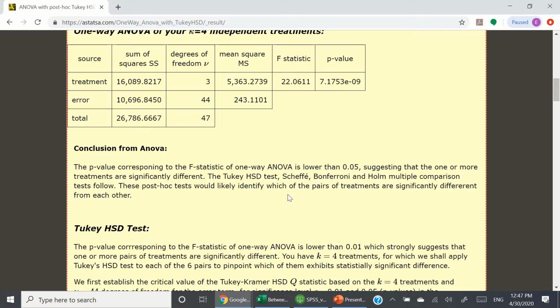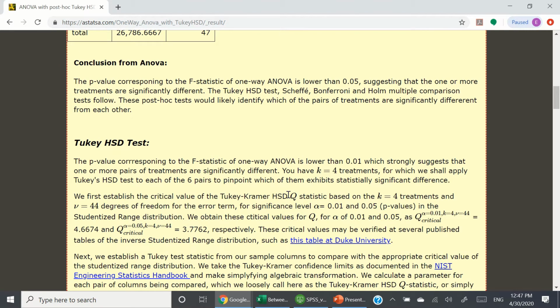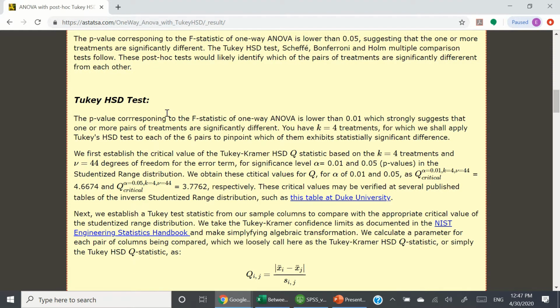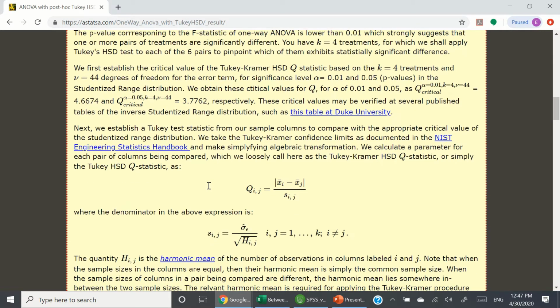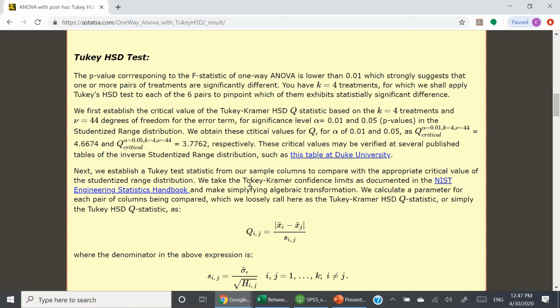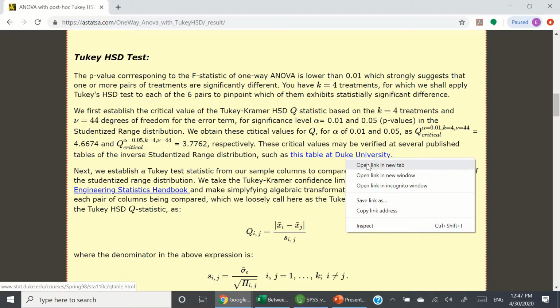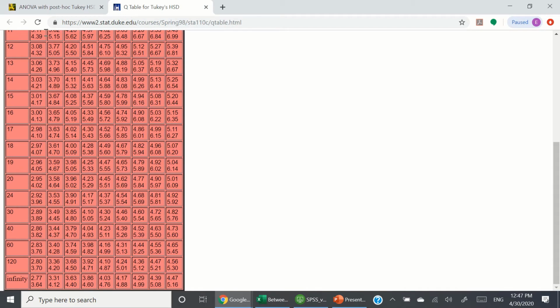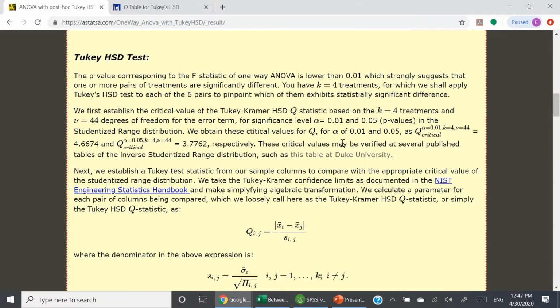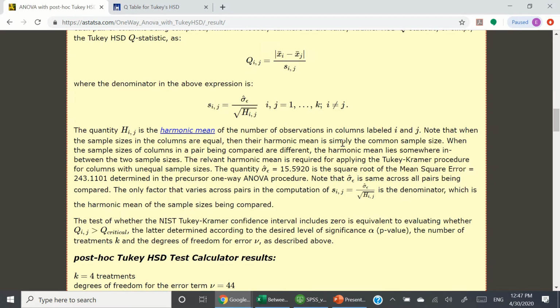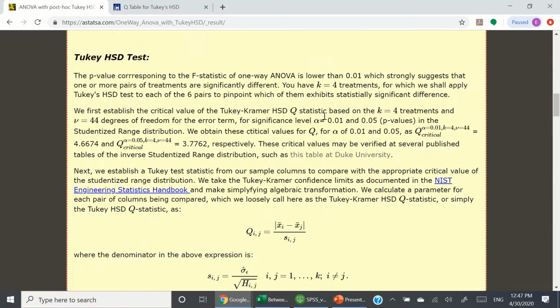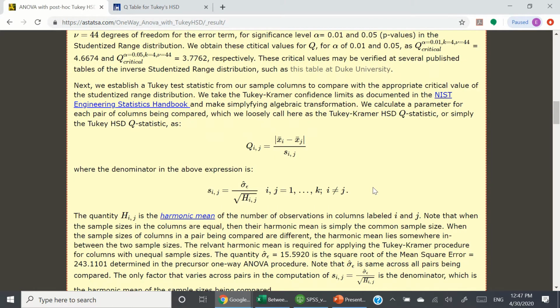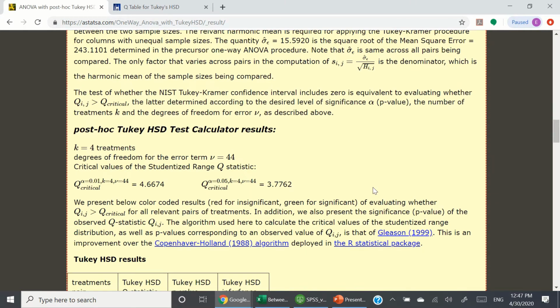The HSD test basically does exactly what the Tukey-Kramer does. It even gives you the actual Q table here at Duke University. If you go there, it'll tell you what the Q statistic is based on. You can read this for a better understanding of it, but I'm not going to go over that.